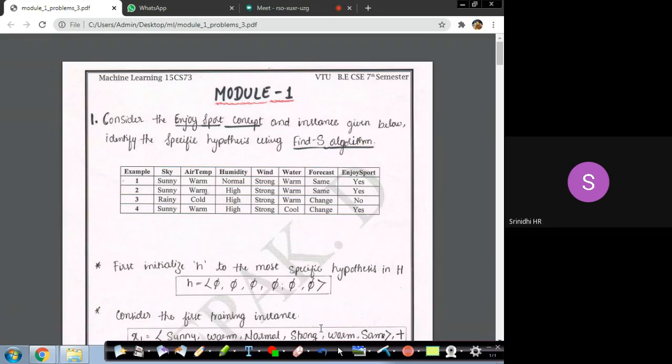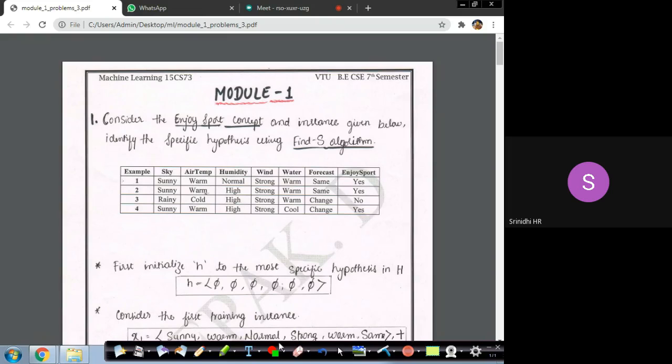In the previous session we had already discussed what the Find-S algorithm is, how it works, what a positive example is, and what a negative example is. Considering all these things, we shall try to solve these two problems here. In today's discussion, we'll be solving two problems. One is the Find-S algorithm problem. Second is the candidate elimination algorithm problem.